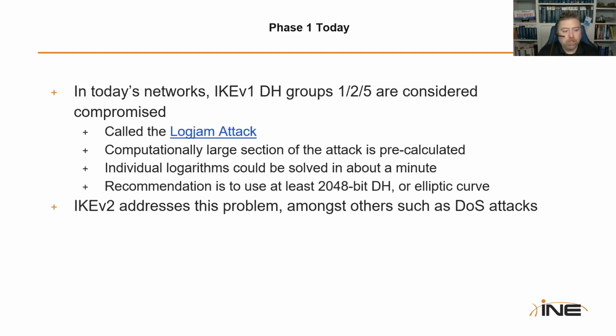So the recommendation is to use Diffie-Hellman group 2048-bit or higher, or to use elliptic curve, which is another variation of the cryptography that's used in the Diffie-Hellman exchange. Okay, but what we're going to configure today is called IKE version 2, and IKE version 2 addresses this problem in the Diffie-Hellman exchange, and it addresses other problems like denial of service attacks against the IKE process itself.